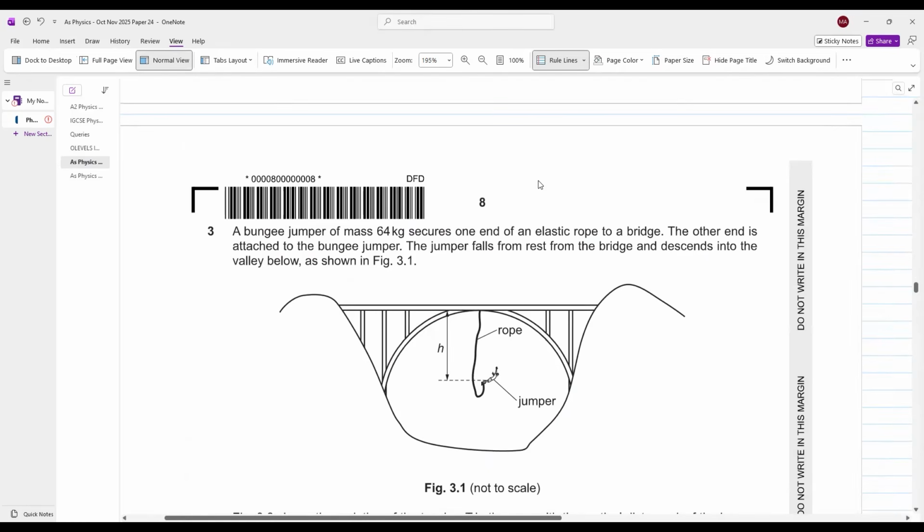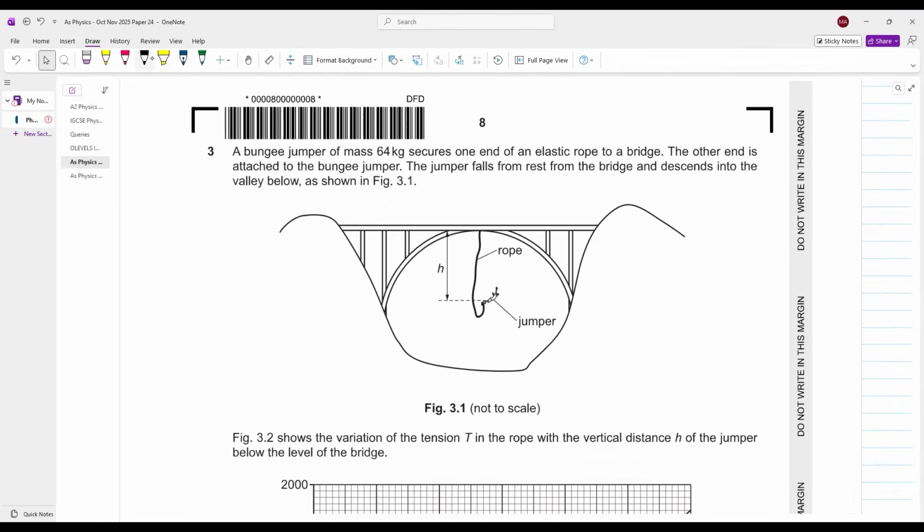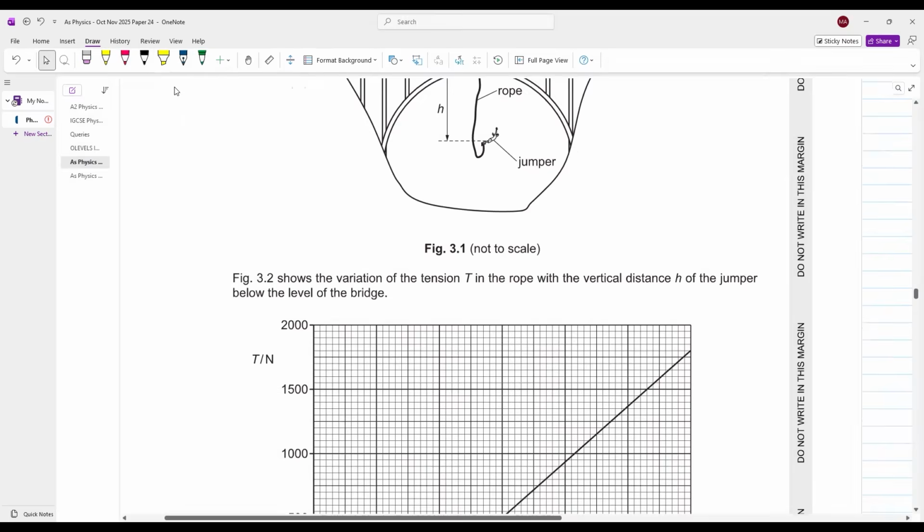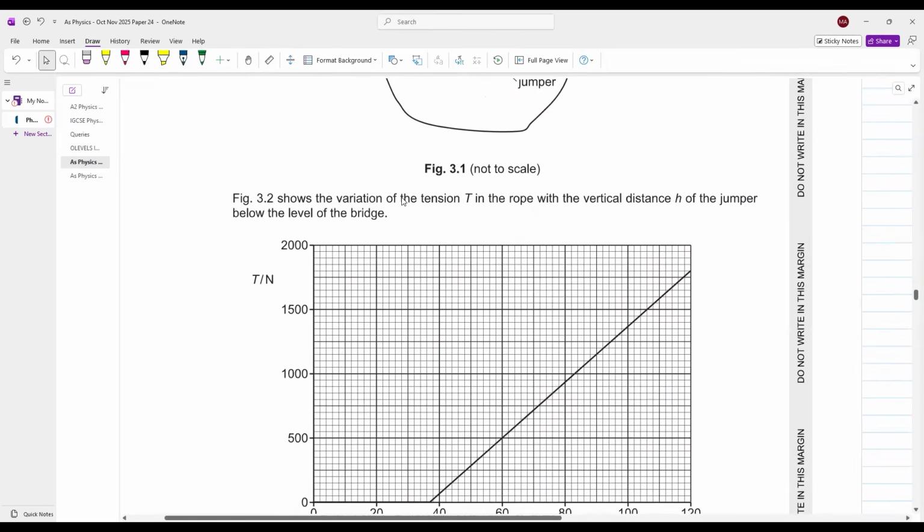Okay. A bungee jumper of mass 64 kg. Let's highlight 64 kg का mass. Secures one end of an elastic rope to a bridge. Okay, ये bridge पे एक rope लगाई हुई है. The other end is attached to the bungee jumper. The bungee jumper falls from rest. If the bungee jumper is falling from rest, initial kinetic energy is zero, and descends into the valley below as shown in figure 3.1. Perfect. Figure 3.2 shows the variation of the tension in the rope with the distance h of the bungee jumper below the level of the bridge.